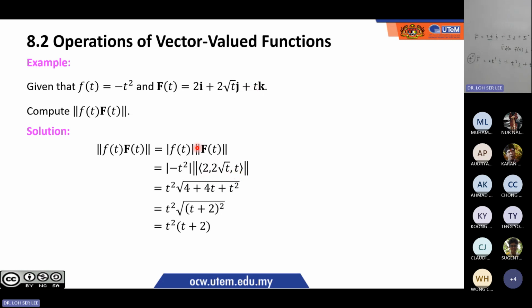And then the magnitude will be the square of 2t, which is 4t squared, plus the square of t, which is t squared. Then you sum them up in the square root. And for this one, because of modulus, negative t squared will be positive t squared. Then this one you can factorize into t plus 2 squared, and we can cancel out the square with the square root, then we get t plus 2.